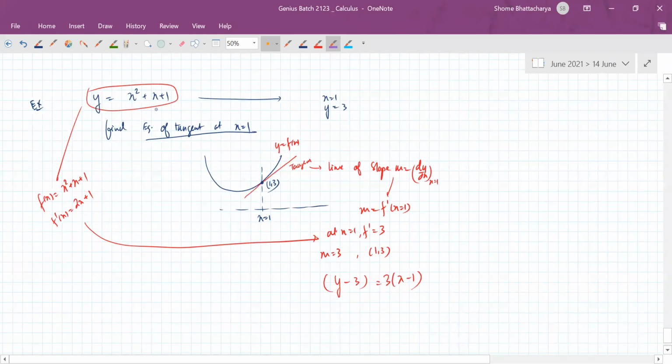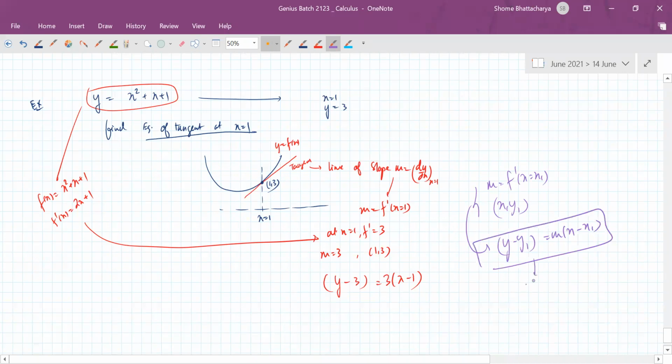Okay. So for any function in place of this, you can now repeat this analysis. Right? So first find the coordinates of the point for which the x coordinate is given. So that is, let's say, x1 and y1. Okay. And then find the slope of the tangent at that point. That is the value of f prime at x equal to x1. And then use the general equation of line that y minus y1 is equal to m times x minus x1. So this is the equation of tangent at x equal to x1 for the function f(x).